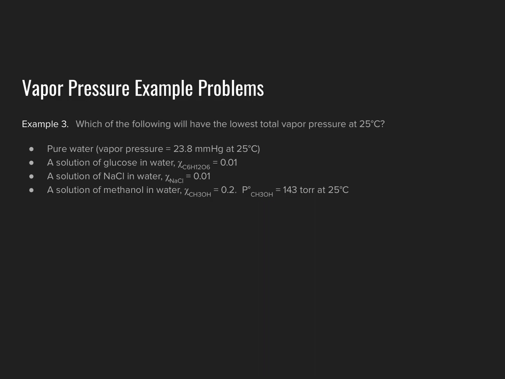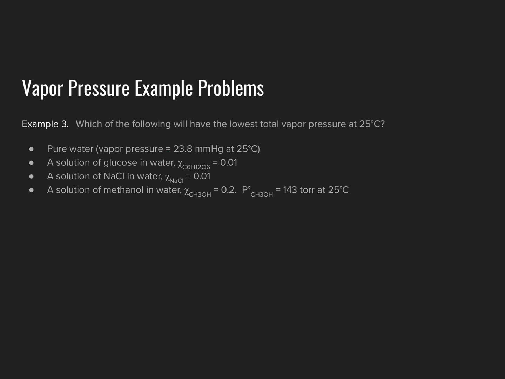All right, for our final example given in this lecture, we're going to look at example number 3, which asks us which of the following would be expected to have the lowest total vapor pressure at a temperature of 25 degrees Celsius. The 4 different solutions they're going to ask us to consider here are: number 1, pure water with a given vapor pressure of 23.8 millimeters of mercury at 25 degrees Celsius.